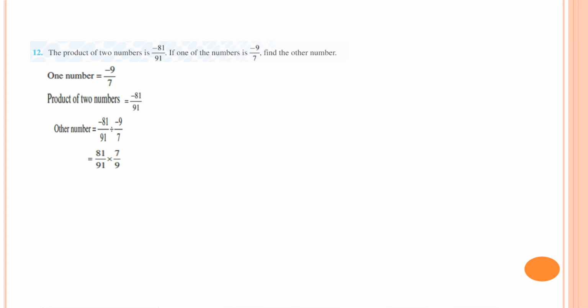So the other number will be minus 81 by 91 divided by minus 9 by 7. Minus into minus will be positive. So now I can write it as 81 by 91 into 7 by 9. I have taken the reciprocal of the second number, that is the divisor. Now 9 and 81 are divisible. Similarly, 7 and 91 are divisible. I get the answer as 9 by 13.